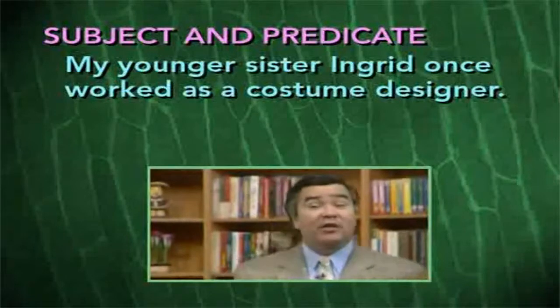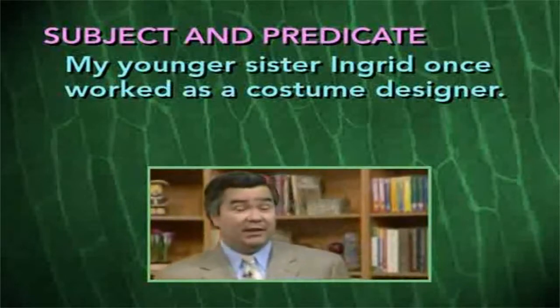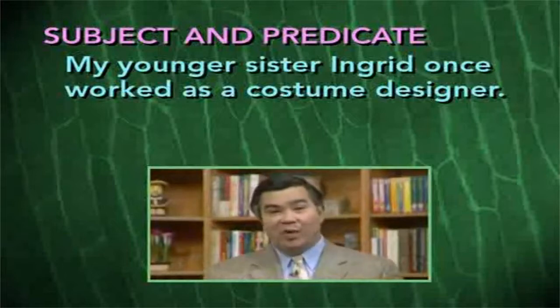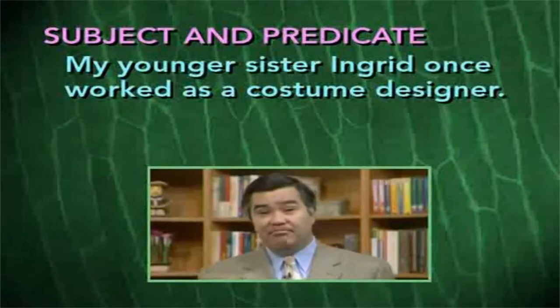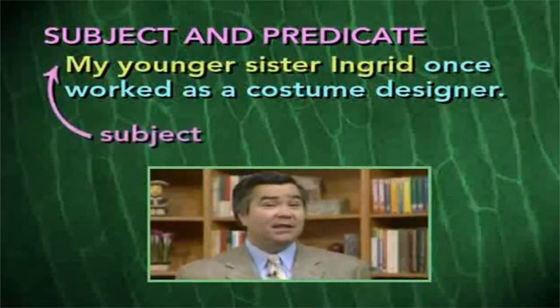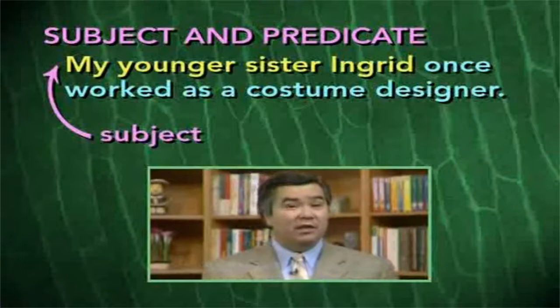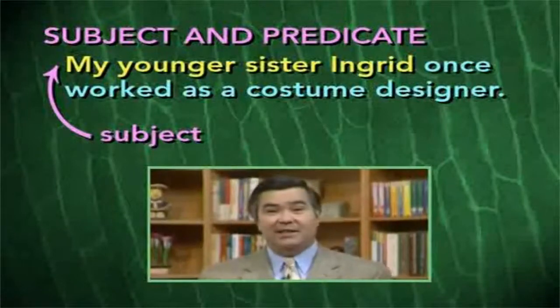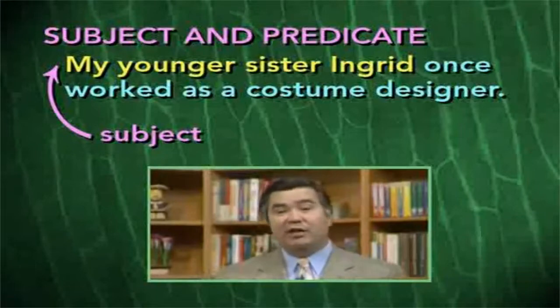Let's begin by looking for the subject of this sentence. Is there a word or a group of words that explains what the sentence is talking about? Yes, in this case, the first four words of the sentence make up the subject. Those four words tell us what the sentence is about. The sentence is about my younger sister Ingrid.